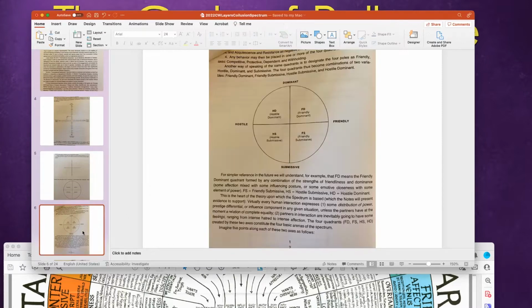All right, so they went a little bit further and they said, all right, well, we can use some other words. And he says, well, we can designate the four poles as friendly, hostile, dominant, and submissive. And I've seen that before in other models. Have you guys also seen that? Dominant versus submissive, friendly versus hostile?